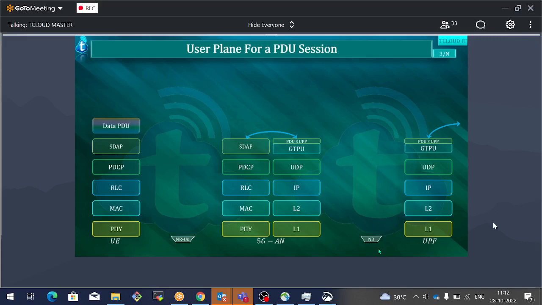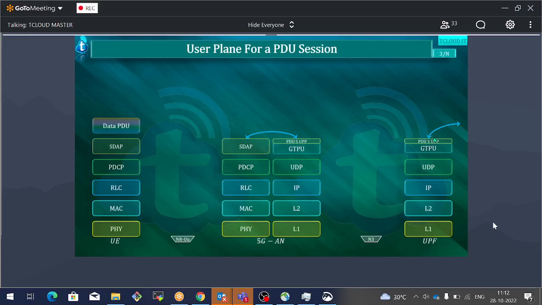So how does the data flow through this protocol stack? This is the user plane protocol stack that we have on N3 and the NR Uu interface between the mobile and the 5G AN. 5G AN here represents the GNodeB, and we have the UPF. Beyond the UPF, we have the data network. Actually, traffic comes from the data network.